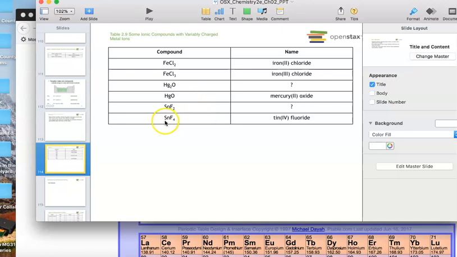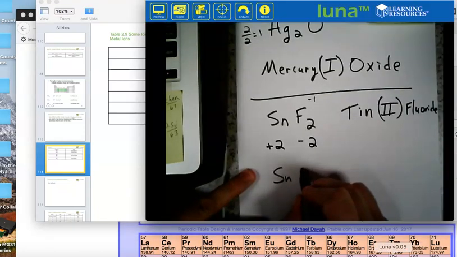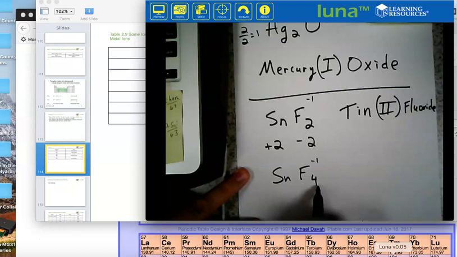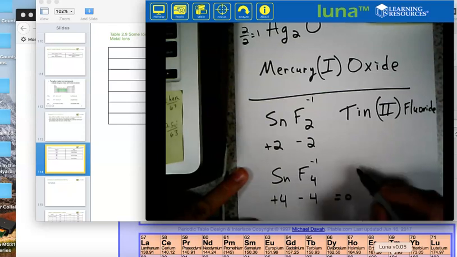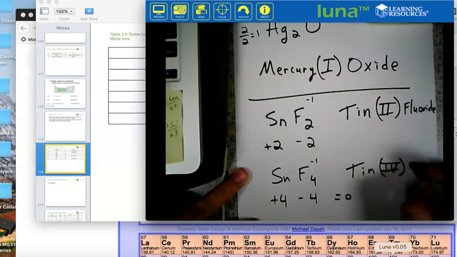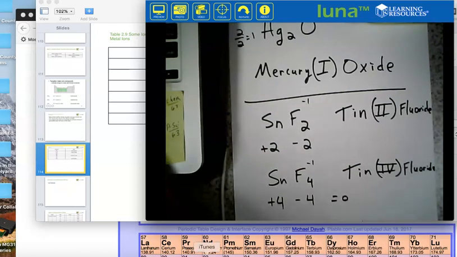Okay, so what about SnF4? Do the same process here. Again, fluorine has a -1 charge. There are 4 atoms of it, so -1 times 4 is -4 overall. So tin must be +4 here, remembering they have to add up to 0. So the name for this one would be tin Roman numeral 4. Fluorine becomes fluoride. So tin(IV) fluoride.